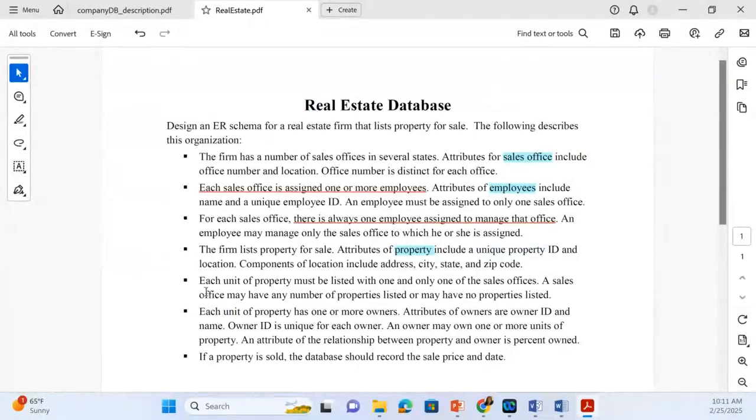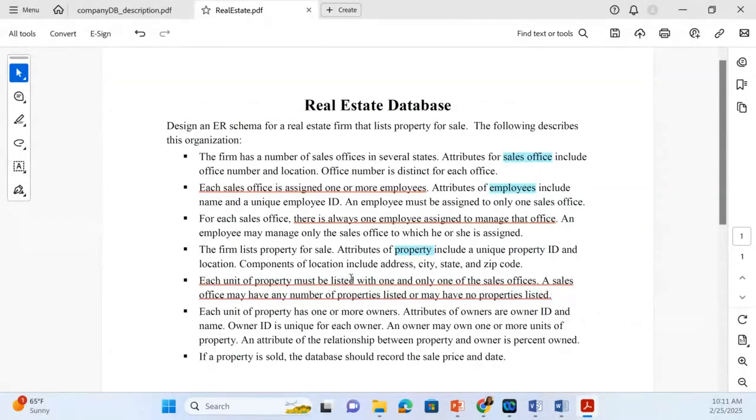So each unit of property must be listed with one and only one sales office. A sales office may have any number of properties listed or may not have properties listed. So we have properties, we have a sales office. I think this is kind of a bullet mainly used to describe a relationship.